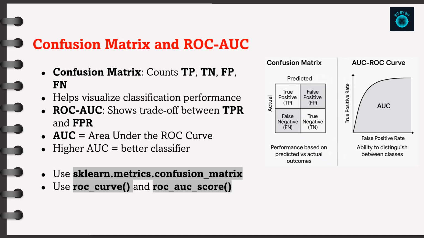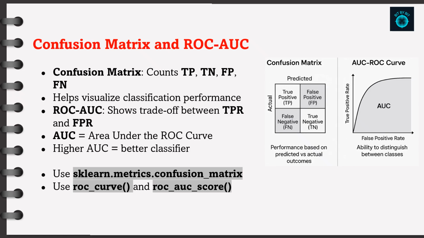The ROC curve, which stands for Receiver Operating Characteristic, plots the true positive rate against the false positive rate at different thresholds. The AUC, or area under the ROC curve, is a number between 0 and 1. The higher the AUC, the better your classifier is at separating the classes. A perfect classifier has an AUC of 1.0, while a random guess gives an AUC of 0.5. Scikit-learn provides built-in functions like confusion_matrix, roc_curve, and roc_auc_score to generate these evaluations easily.